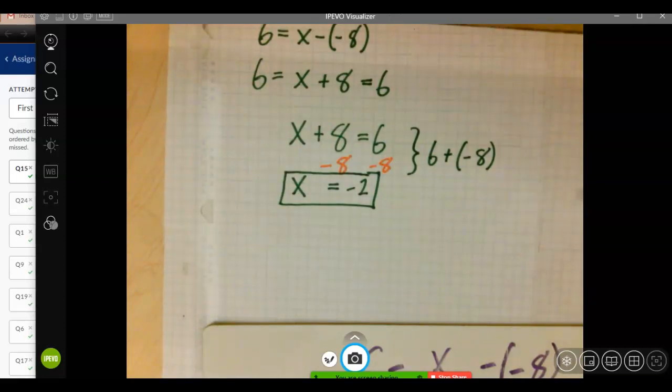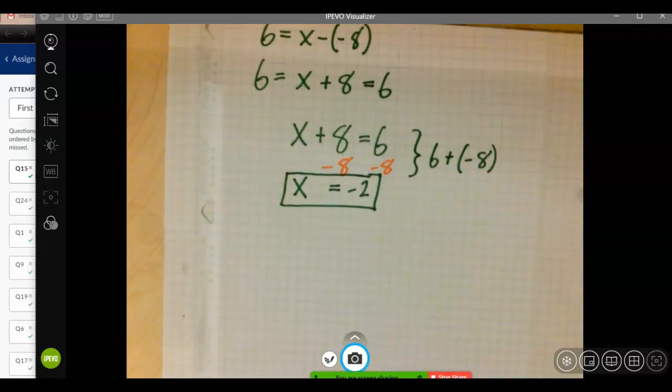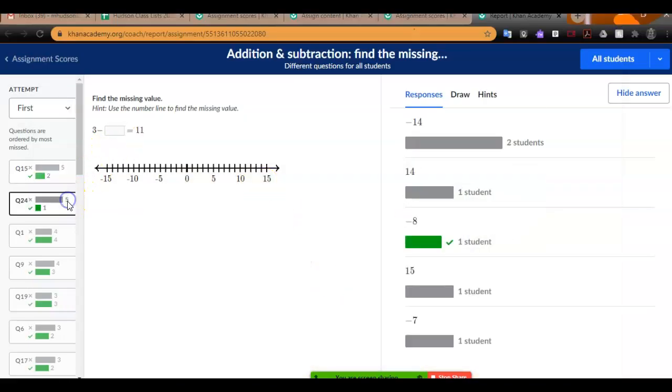Let's do another one of these. I don't even want to ask yet about who's confused, because I bet a lot of us are still confused. So let's find another problem, another one that a lot of us missed. 3 minus something equals 11. So go ahead and write down, I know you can't see my board right now, 3 minus some unknown equals 11.